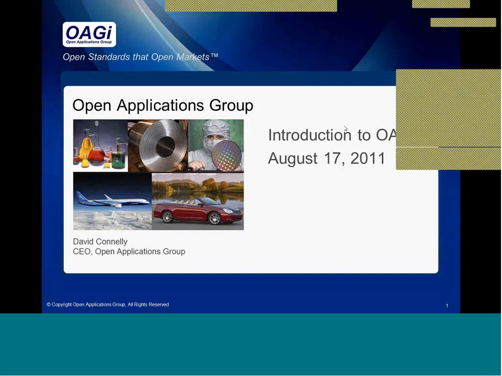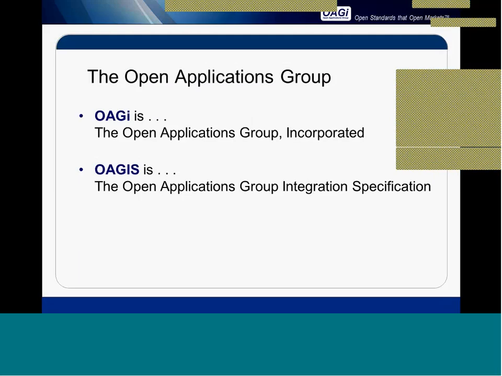The goals of this webinar include a high-level view of what OAGIS is, the very famous question, what is a business object document or a BOD, and how is OAGIS used today? So a little housekeeping reminder that OAGI is the name of the organization, the Open Applications Group Incorporated, and OAGIS is the Open Applications Group Integration Specification.